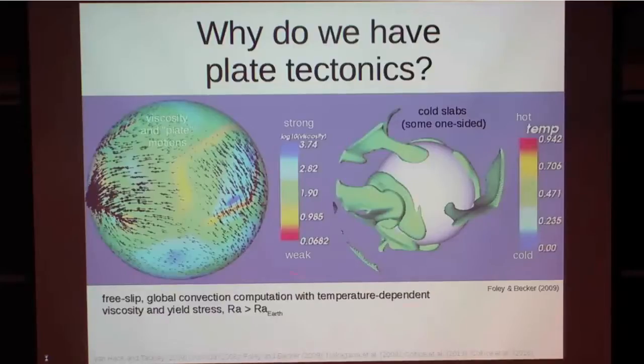And here's a computation that's run at a Rayleigh number that's too low, but it has some interesting properties. And you can see, for example, here that in this system, it's not the Earth, but it's an Earth-like planet, we get subduction, sometimes straight down, and sometimes rolling back, looking almost one-sided here.